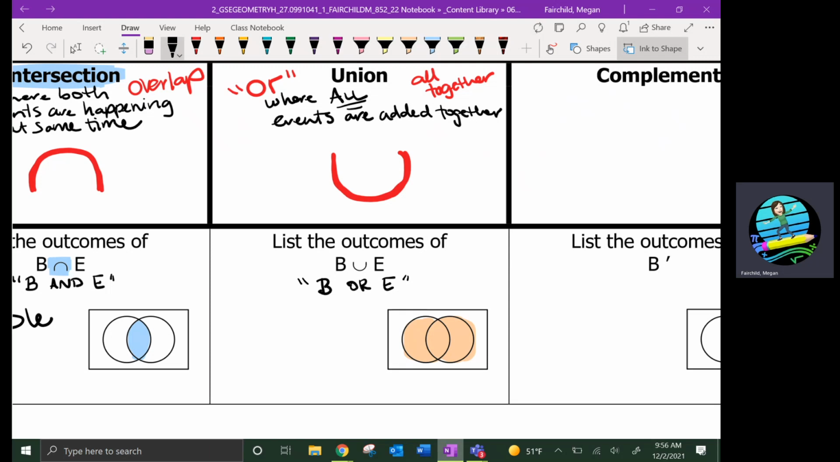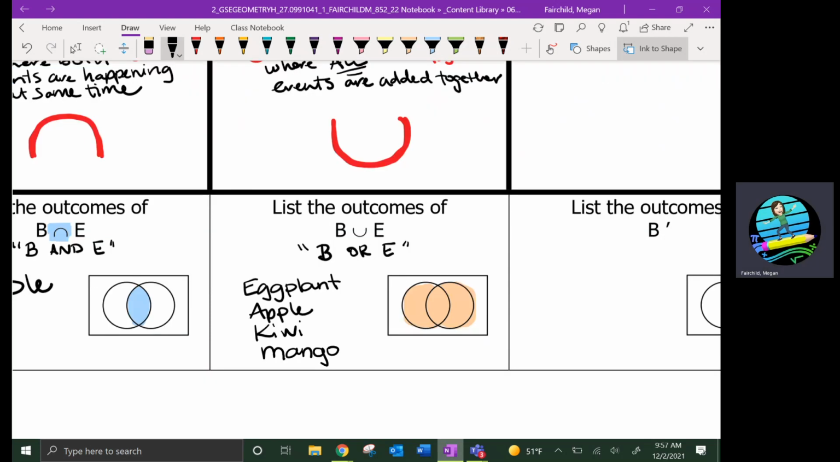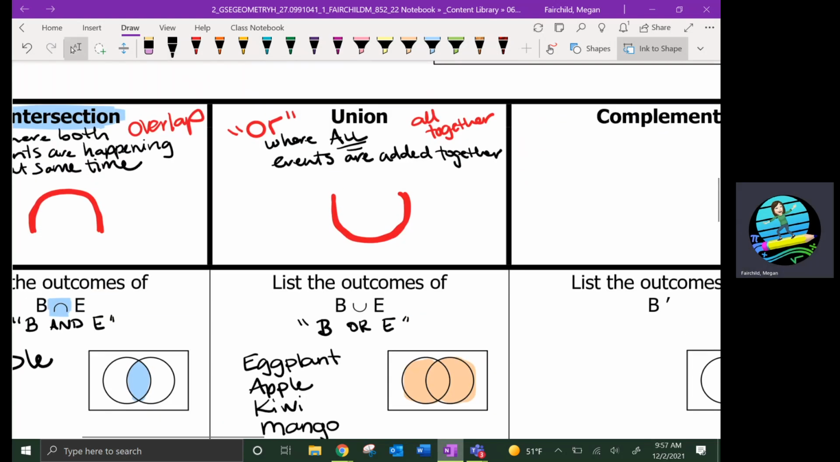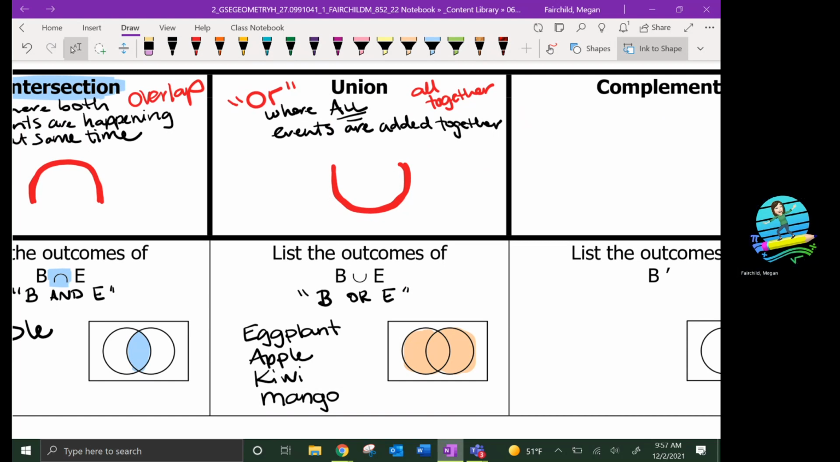But what's in B or E? It could be in either one. I just want to know. So that was eggplant, apple, kiwi, and mango all together. Now, like Claire said, I'm not going to say apple twice, right? Because I already listed it. Any questions so far about union or intersection? Very, very important.